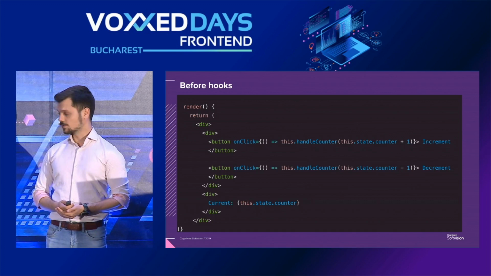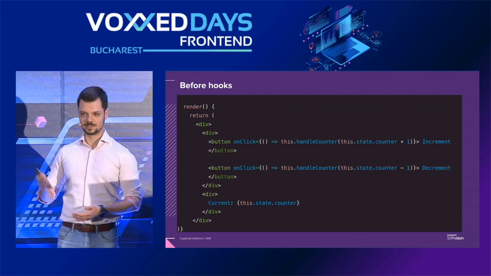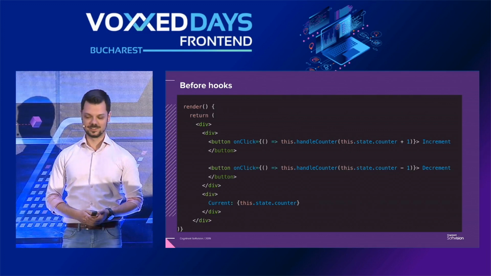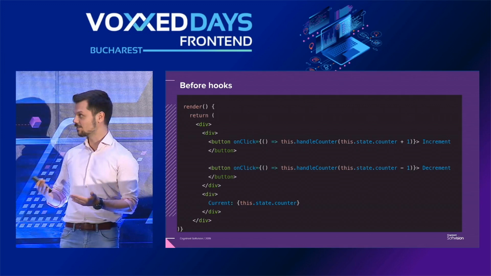So for me, this is really confusing. Not this code, but the keyword this. You have to use it a lot. And in React, that's not really object-oriented, it's not like Java. This can be really confusing. What does this refer to?